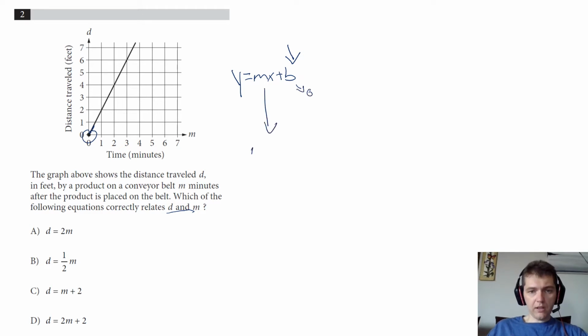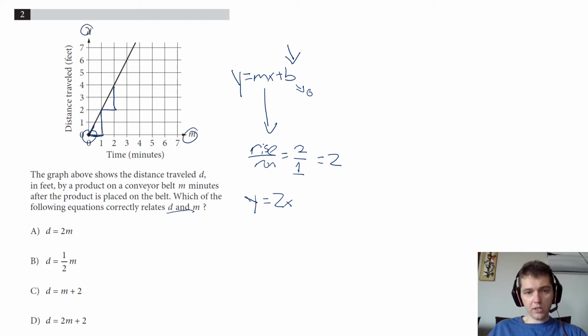M is rise over run. It's the slope. And you can see that for every run of 1, you have a rise of 2, and it's linear, so that continues, which means that m is equal to 2. So you can write this out as y is equal to 2x plus 0, so it's just y is equal to 2x. You can put this in terms of d and m instead of y and x, and it will be d is equal to 2m. And you see that that is right here as answer A.